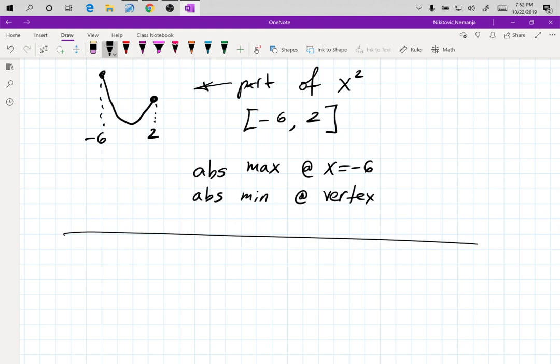because I can make something that looks like this. None of the absolute min or max are at the endpoints. But you have to check endpoints because they could be absolute min or absolute max. It depends on the problem you have.